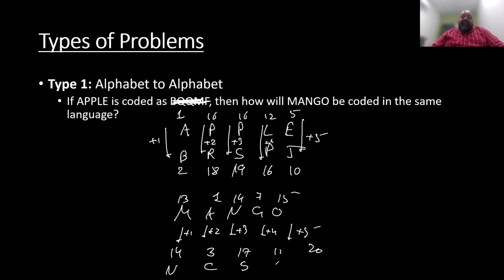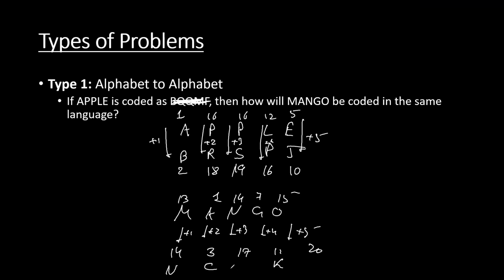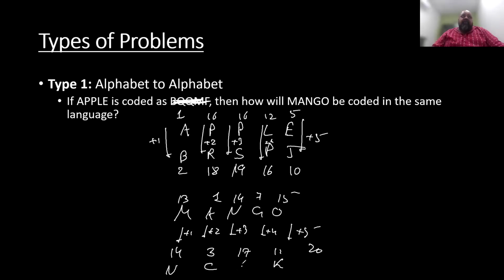11 is K. 20 will be L, M... actually, 17 will not be S. 17 is Q. L, M, N, O, P, Q, right. Sorry, my bad. This will be T. R, S, T. And therefore the code will be NCQKT.